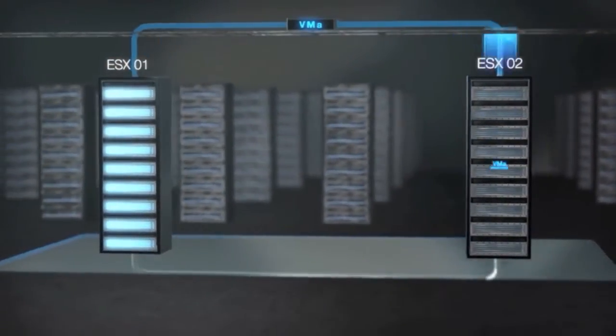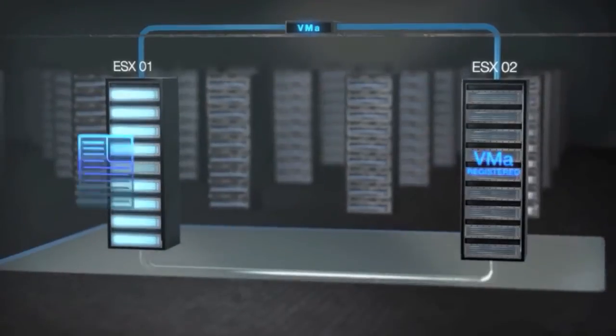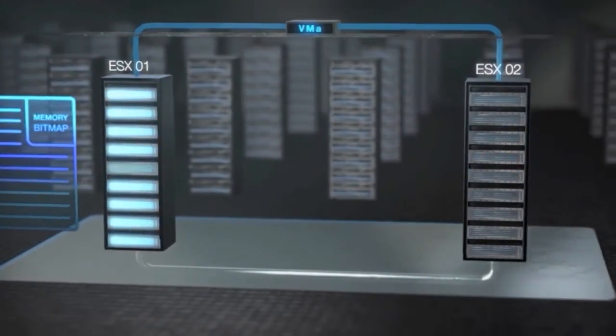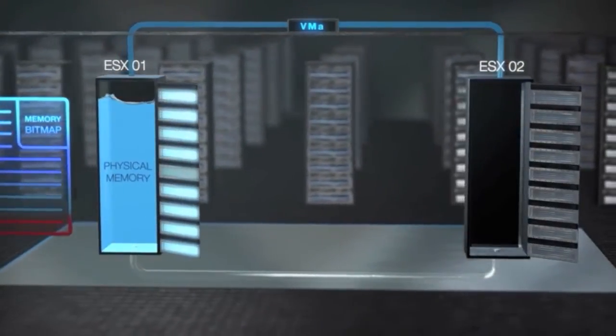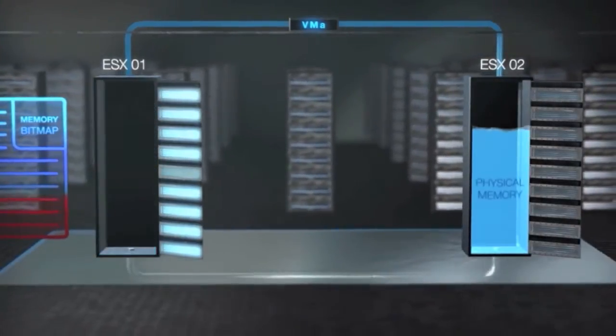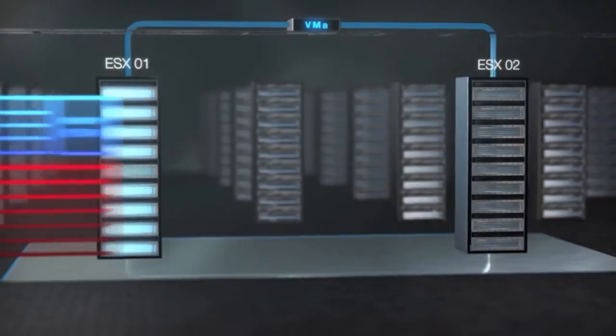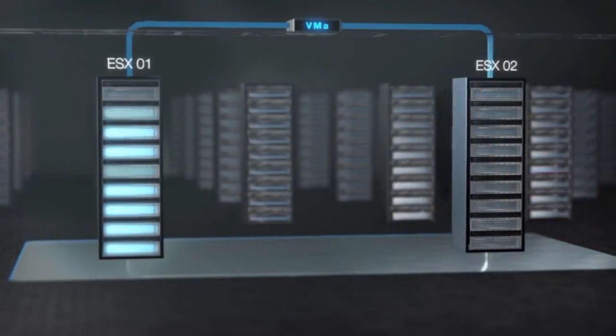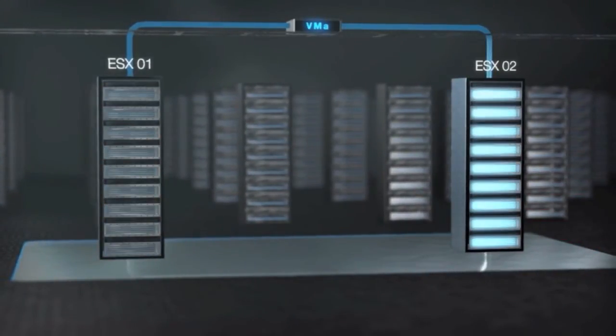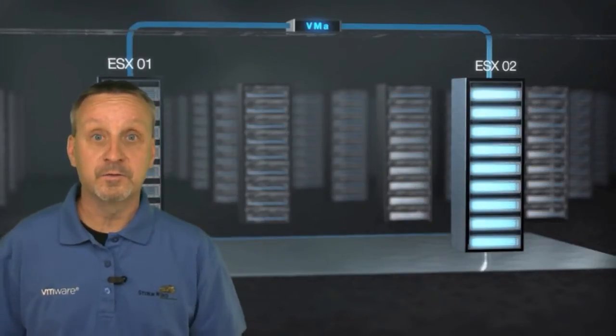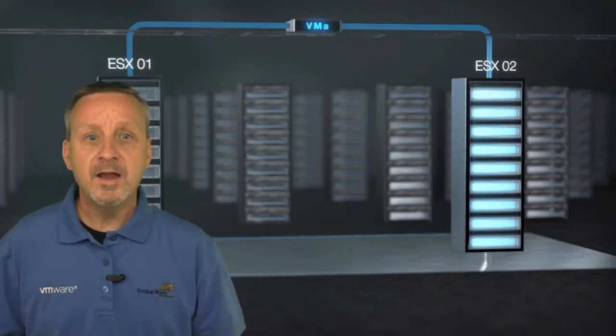Well, the first thing we do is we pre-register the VM on the second host. We create a memory bitmap, and the memory bitmap is collecting any changes to the memory while we're migrating. Then we migrate over the physical memory. Then at the last second, we migrate over the bitmap, and then we register that on the second ESXi host. So we've migrated it over. And it's really, really simple to do.